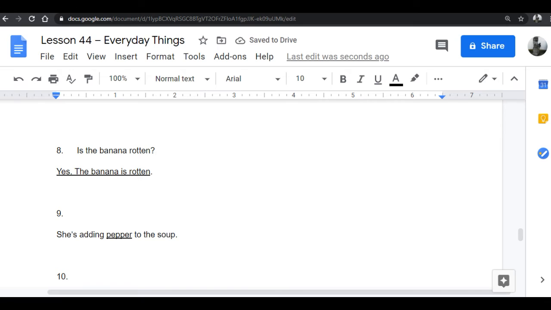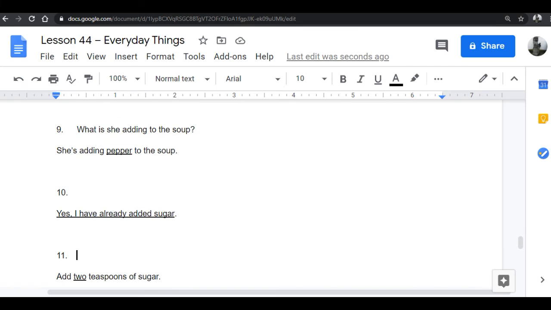Don't eat it. Number 9. She's adding pepper to the soup. What? Pepper. What is she adding to the soup? She's adding pepper to the soup. Great.